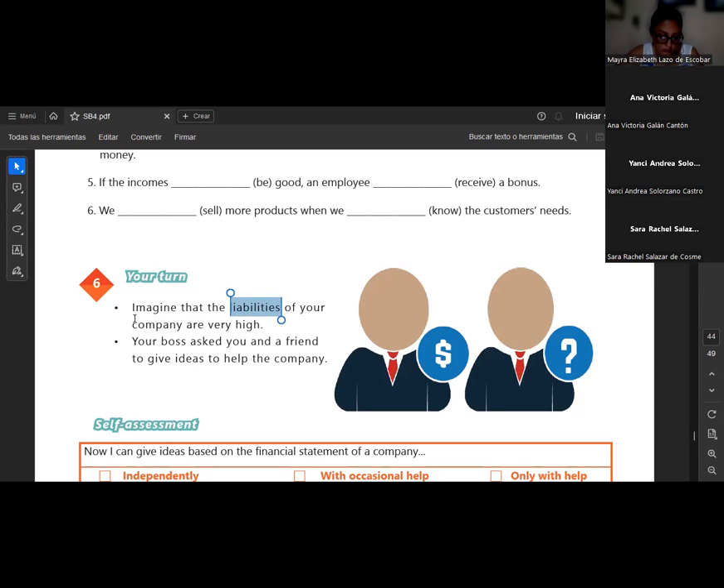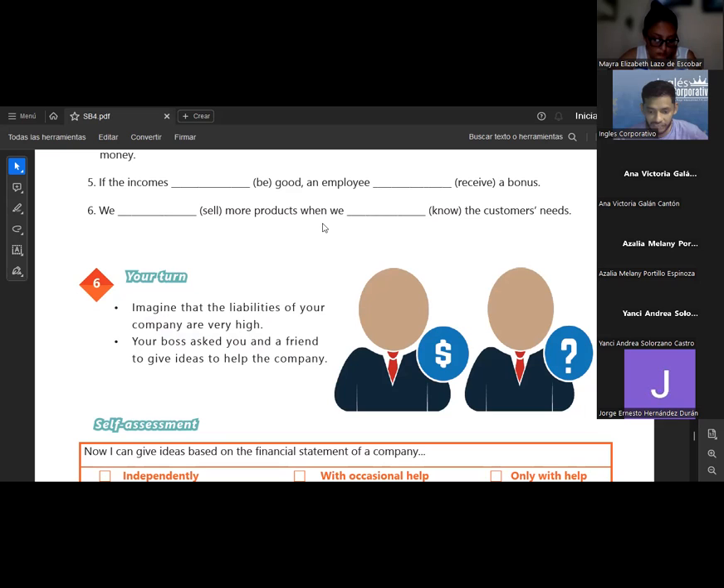So it says here, imagine that the liabilities of your company are very high. Están muy elevadas. Esos pasivos. Y dice, jefe te pidió a ti y a un amigo dar ideas para ayudar a la compañía. Entonces, ¿haremos eso? Okay, we have to do a conversation about that. Okay? People, are you ready? ¿Están listos?